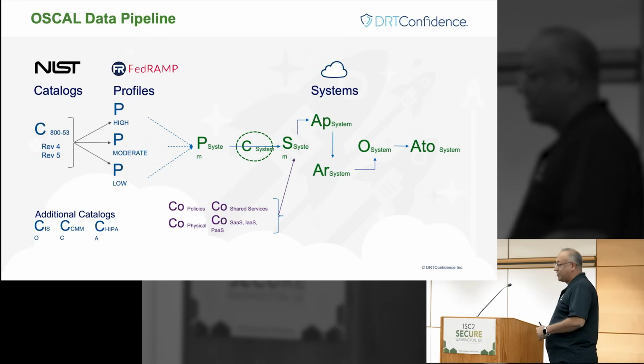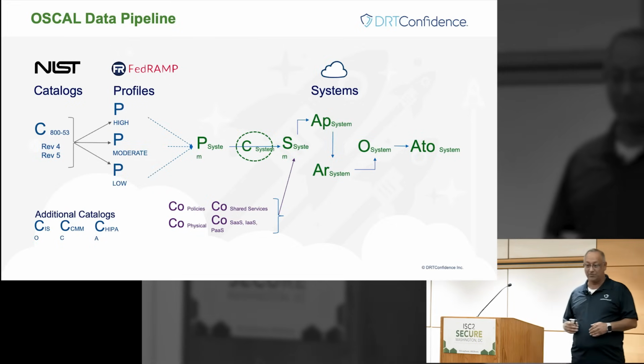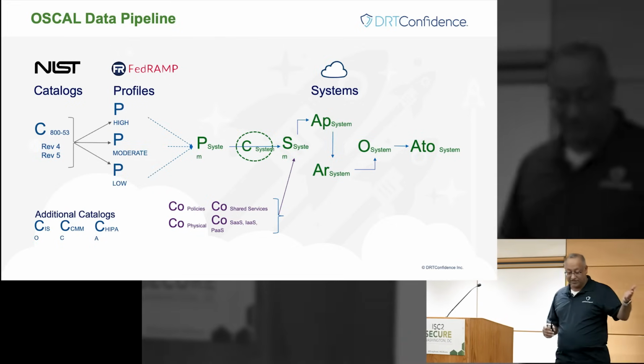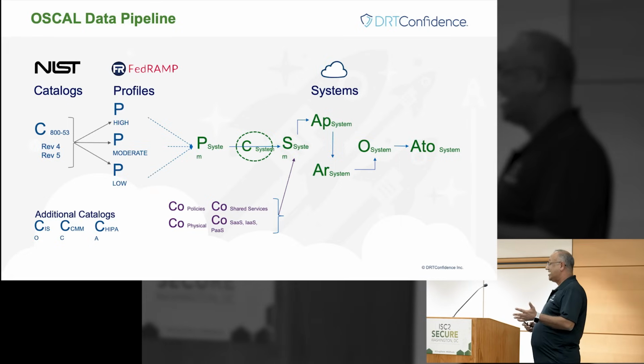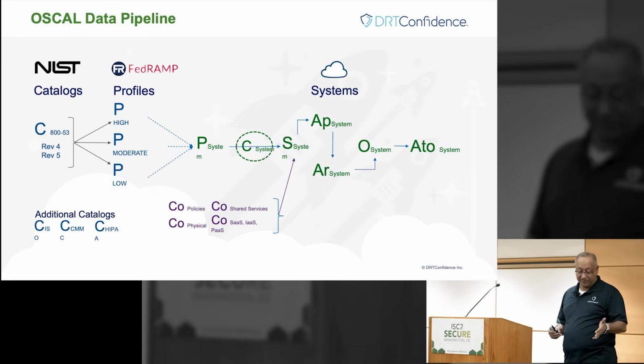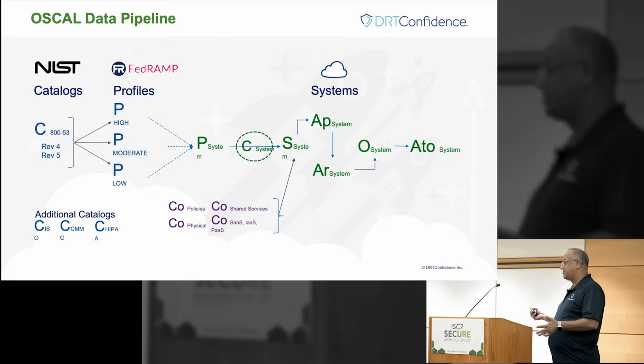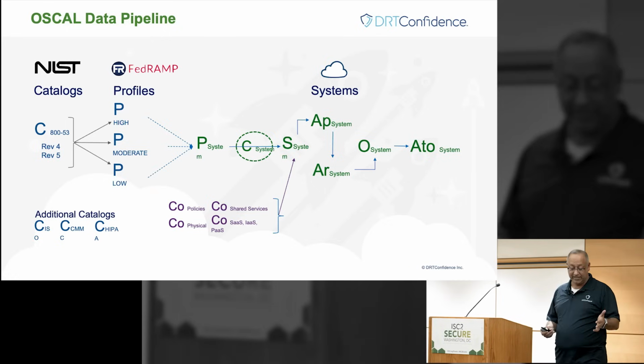So I'm going to peel this onion a little bit more. So let's get into OSCAL. What does it look like? So on the left, you see we have catalogs, and catalogs are control definitions. So 800-53 Rev 4, Rev 5 has been published by NIST. It is available on their website.